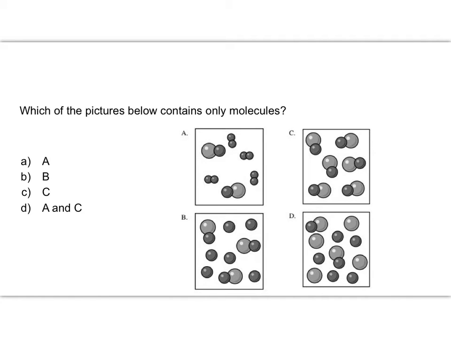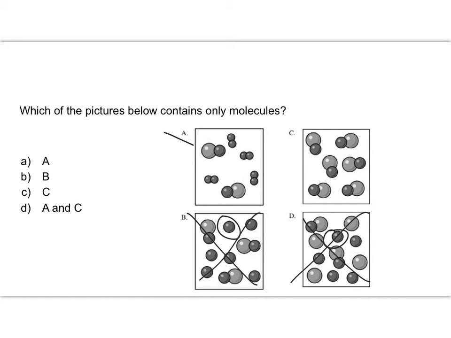Which of these pictures contains only molecules? So this is different from the last question, which said compound. So it's molecules, which could be either elements or compounds. So choice B has these lone atoms here floating around, so that's not going to be correct. The same can be said for choice D.